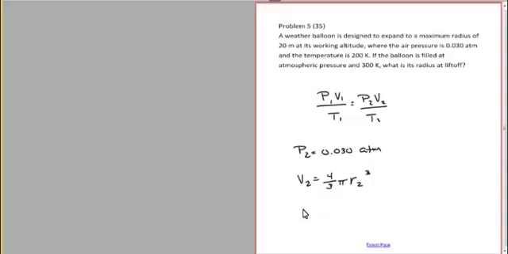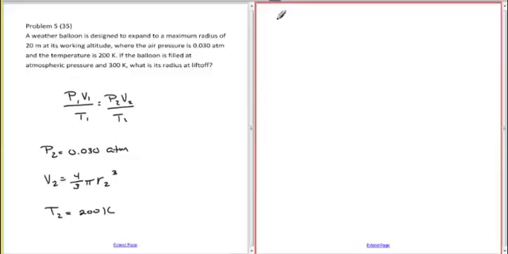We'll fix it later. Okay, the temperature at altitude is 200 K. We don't have to change that because it's already in Kelvin. P1 is 1 atmosphere because it's atmospheric pressure. V1 is 4/3 pi R1 cubed. And T1 is 300 Kelvin. So we know everything except V1, which will allow us to find R1.